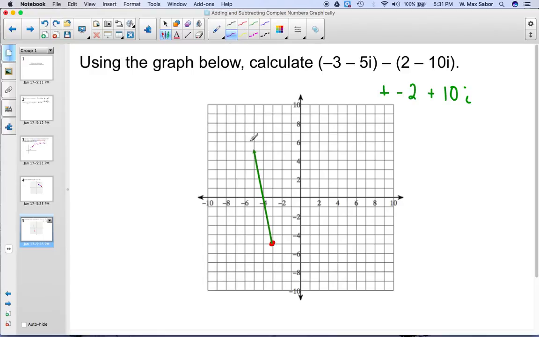So our sum is at this point, which is what? Negative 5 comma positive 5. Or if we're writing this as a complex number, which we are, negative 5 plus 5i is the difference between these two complex numbers. In other words, graphing in a complex plane is closely related to vectors and addition.